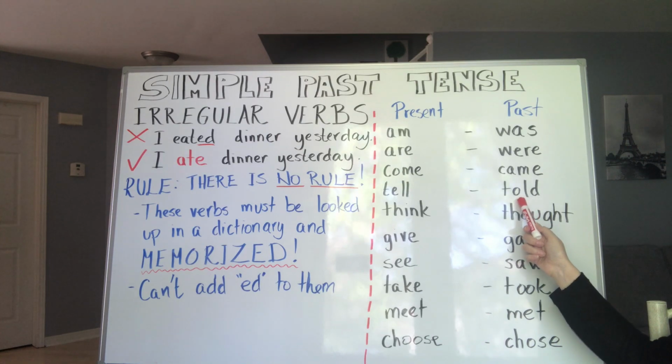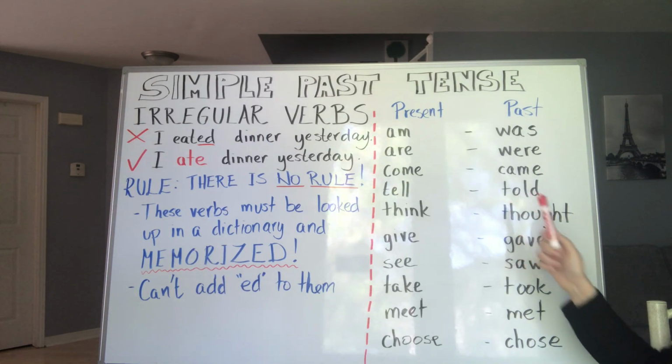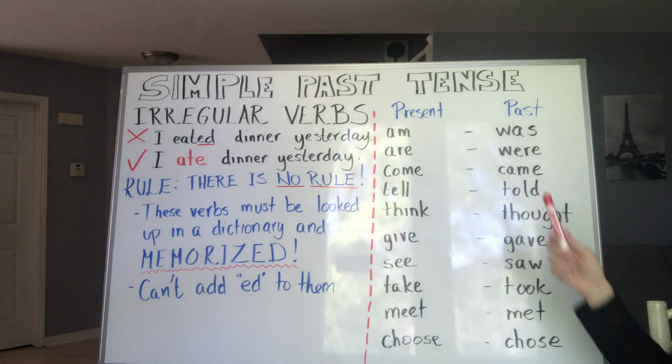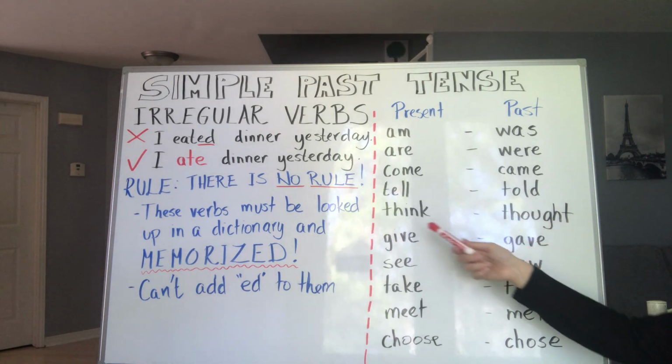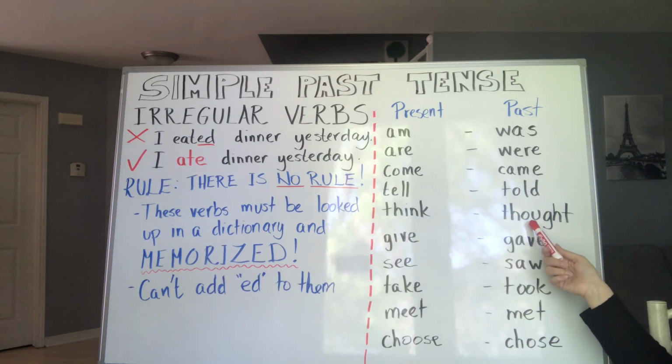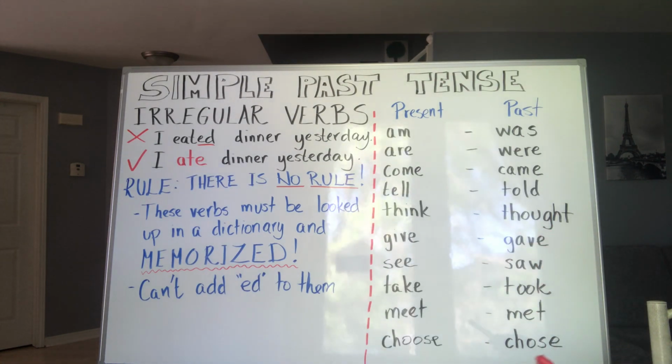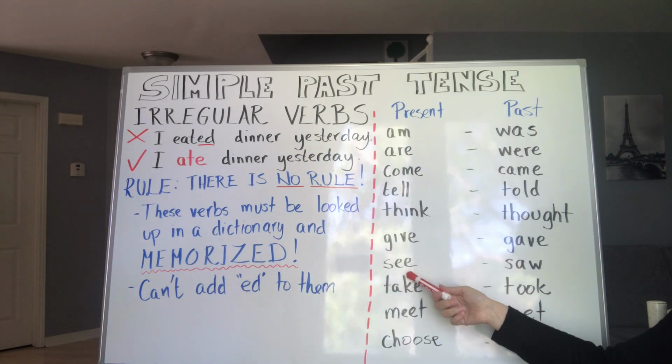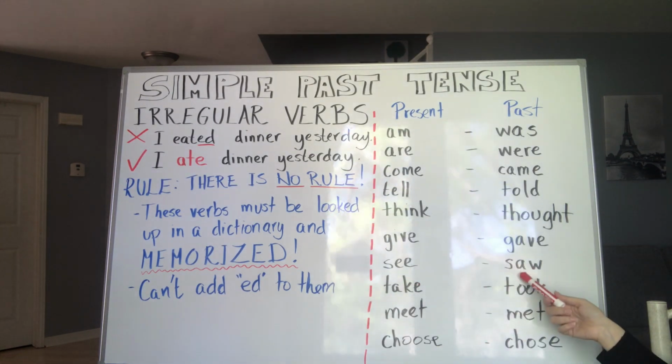So for example, with the verb tell, I told my mother last night that I was going out. I told my mother. I think I will go to the movies. Or yesterday, I thought I was going to the movies. I thought I was going to the movies. I see the sunshine outside right now. Yesterday, I saw the sunshine outside.